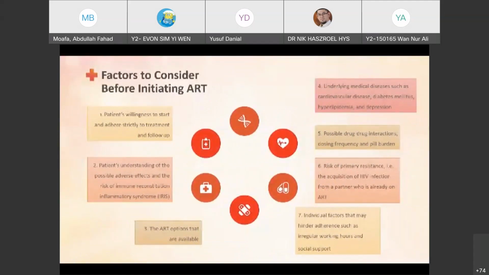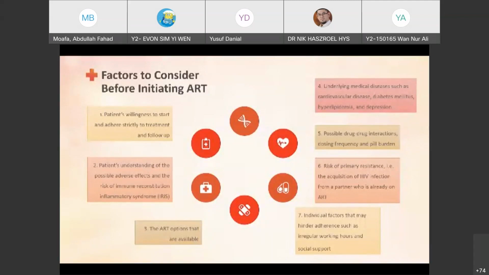Factors to consider before initiating ART. Basically, the initiation of antiretroviral therapy must be a carefully planned decision following thorough evaluation and informed discussion between the healthcare provider and the patient. The patient's willingness to initiate and adhere to treatment is of the utmost importance. This should be done with the patient's full comprehension of the rationale of treatment, and the patient should understand the need for strict adherence and regular medical follow-up, the adverse effects and immune reconstitution associated with treatment, their implications and management.